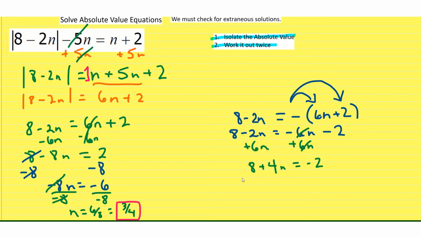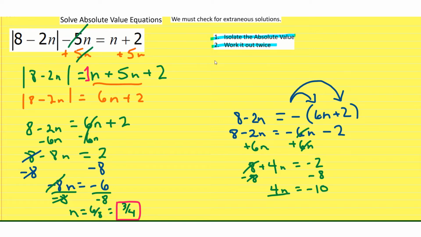Now I'm going to move my 8 over to be with the 2 because they are like terms. So minus 8 on both sides. Cancel, cancel. 4n is equal to, the two negatives cancel each other out, and I end up with negative, oh, this is subtraction. See, sometimes I make mistakes. That happens to all of us. So negative 2 minus 8. Start negative, get more negative. That means I'm going to have an even bigger negative, negative 10.